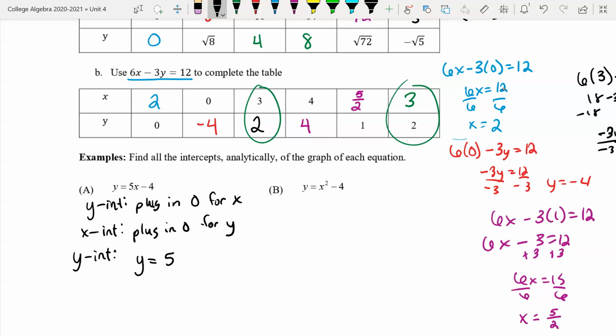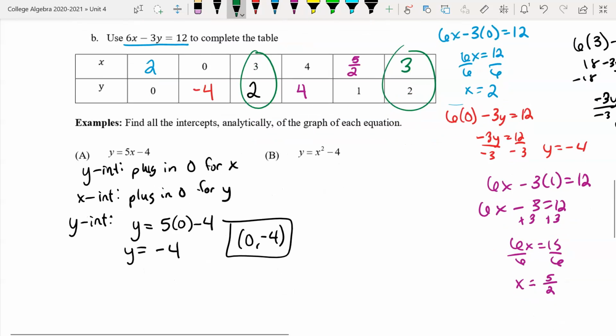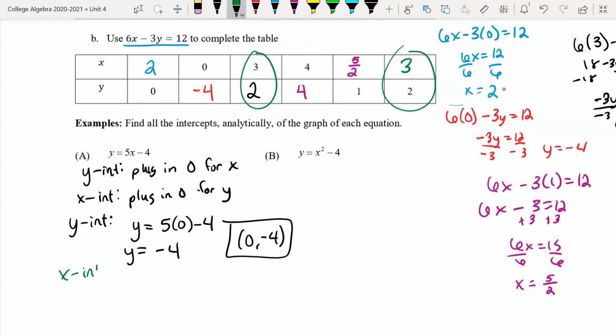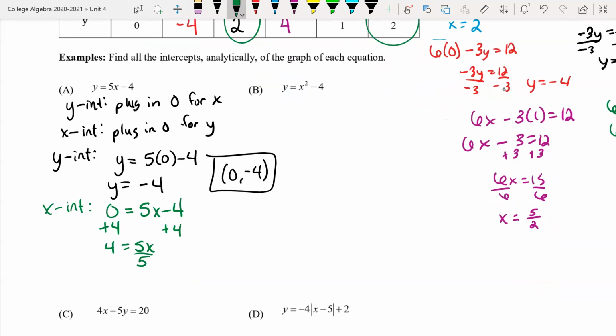I'm going to plug in 0 for x and solve. So y equals 5 times 0 minus 4. Y equals negative 4. So your y-intercept is 0, comma, negative 4. X-intercept, I'm going to plug in 0 for y and solve. So 0 equals 5x minus 4. I'm going to add 4. 4 equals 5x. And I'm going to divide by 5. I get 4/5 equals x, aka 4/5, comma 0 is your x-intercept. You have to know how to find both and how to write it correctly.